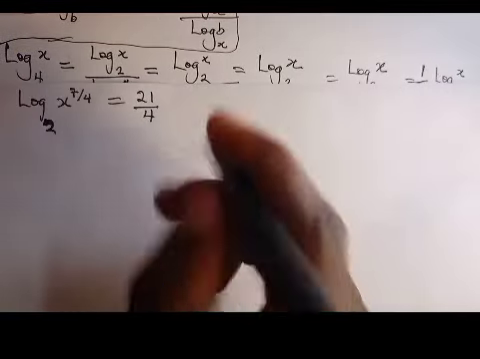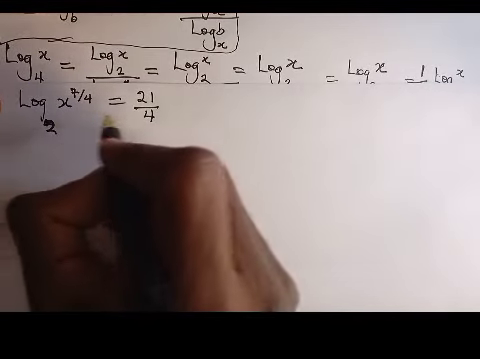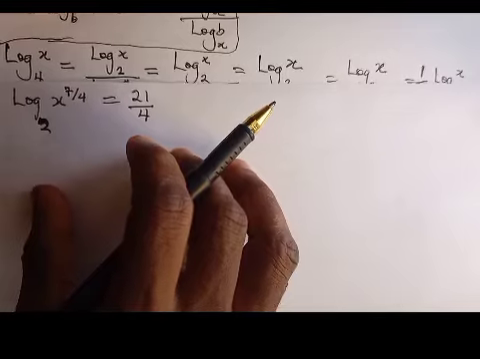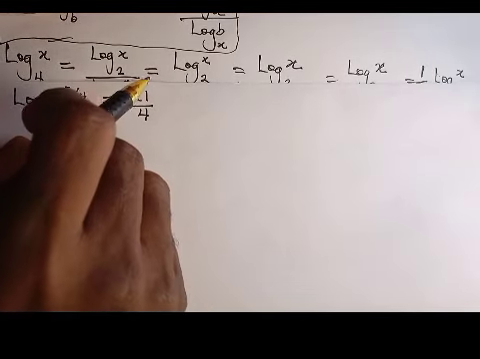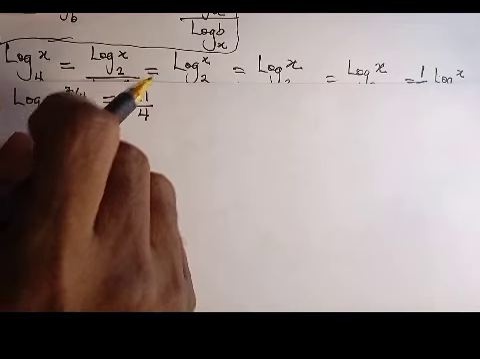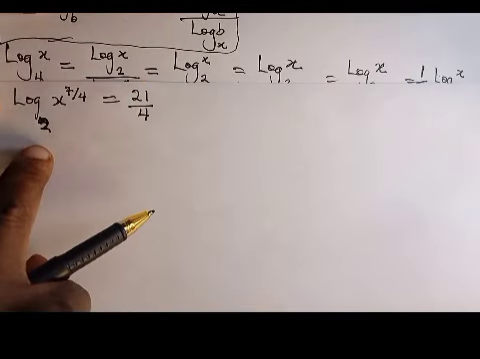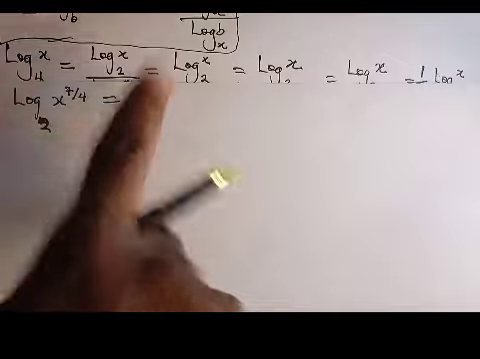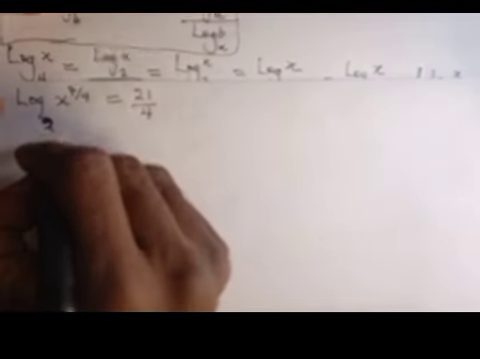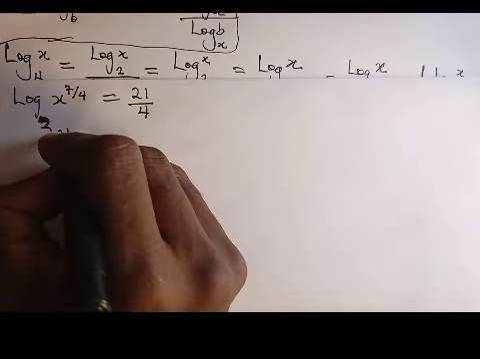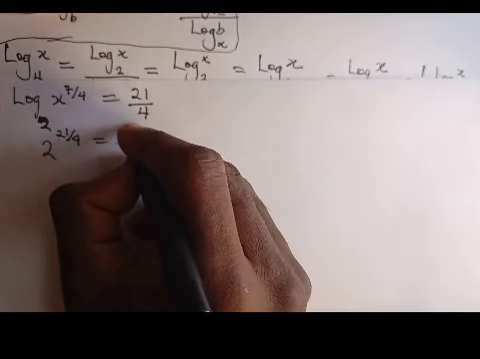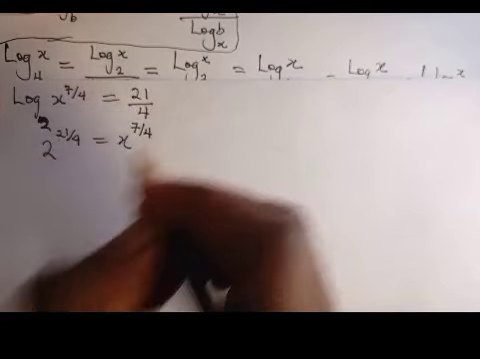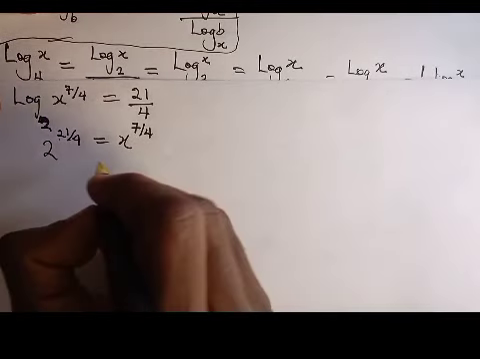Now, what do we do? Remember the law that connects indices with logarithm. It says if you have something like this, then the base here simply is going to become the base for your logarithm and for your indices, and then it carries this. So at the end of the day, we're going to get 2 raised to power 21 over 4 equals x raised to power 7 over 4. So that's what we have.